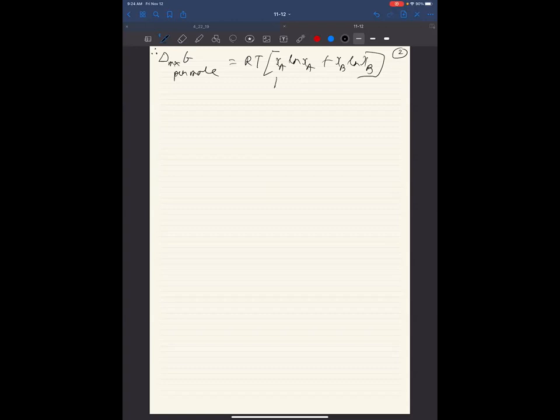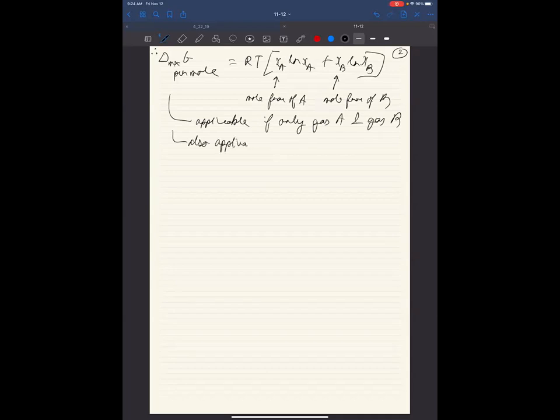Mole fraction of A, mole fraction of B. And this equation is applicable if you have only gas A and gas B, and also applicable if gas A is in equilibrium with liquid A and gas B is in equilibrium with liquid B. Because once we have equilibrium, the chemical potentials are the same and we really don't need to worry too much. We can just write it down right away.